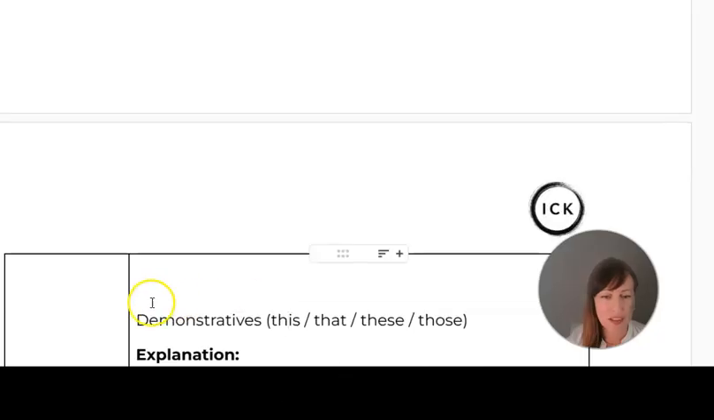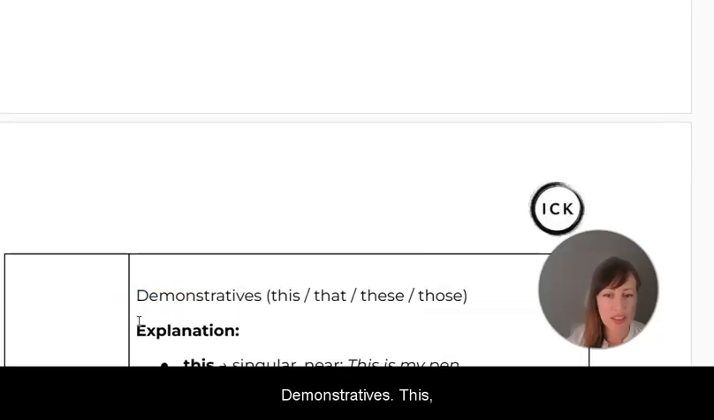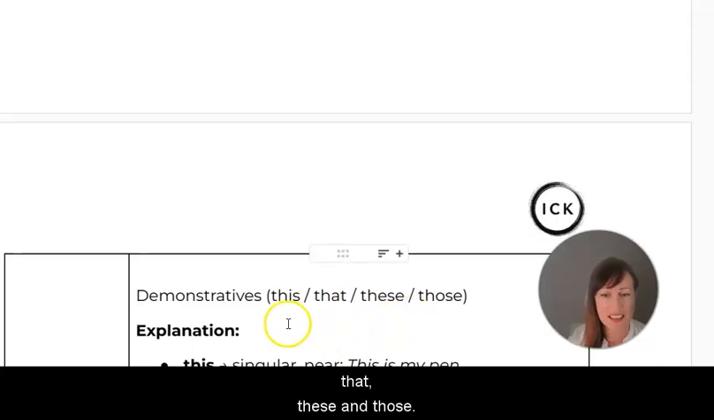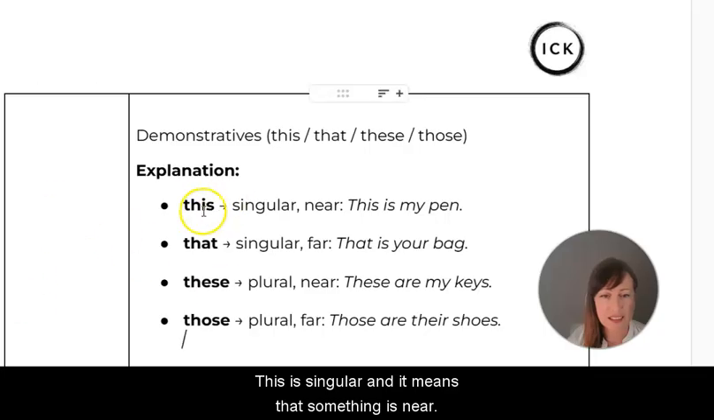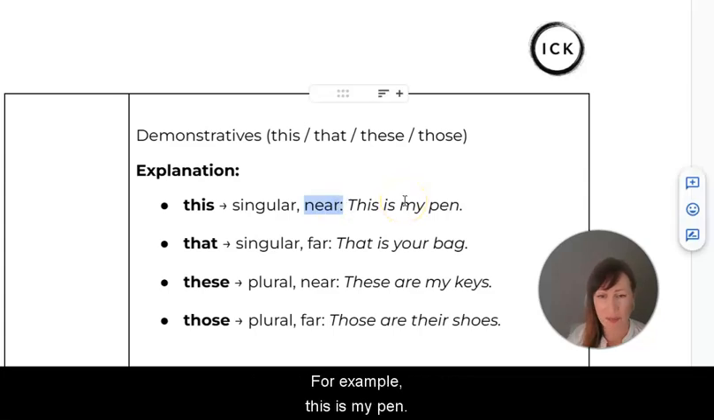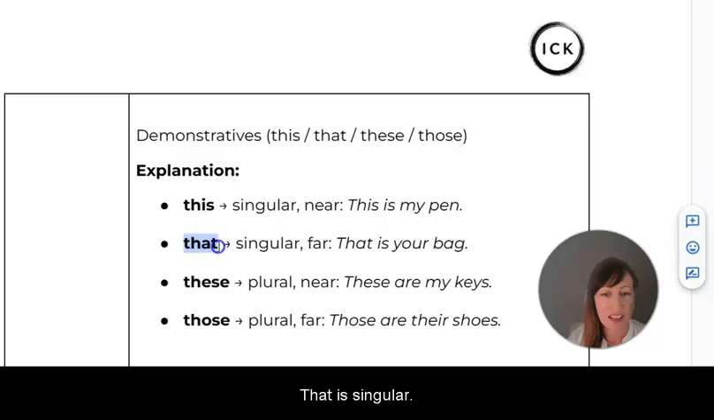Next grammar point. Demonstratives. This, that, these, and those. This is singular, and it means that something is near. For example, this is my pen. Okay, it's close to me and it's singular. That is singular, but it's far. Es más lejos. That is your bag.